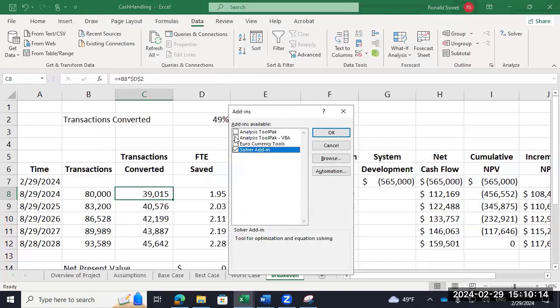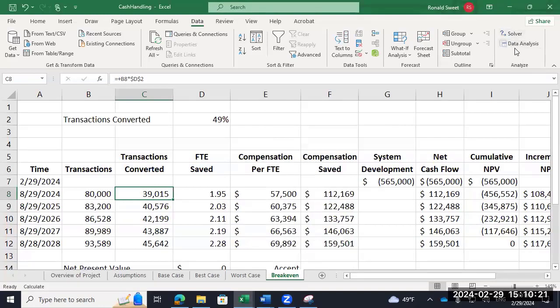So that's really powerful. You might as well just, I don't know, the Euro conversion tool, but yeah, Excel has some really, really powerful tools. I use Solver all the time because in finance, we're always looking for the optimal, what's the best solution? You have so many factors.